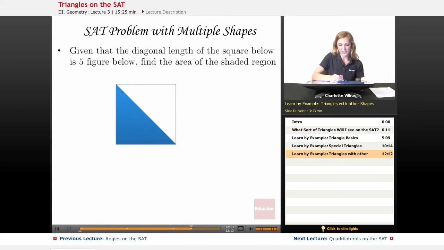Here we have two shapes, so basically a shaded and an unshaded portion, and we're given that the diagonal length of the square below is 5. So in this figure, we have this one being 5, and we want to find the area of the shaded region. So given that this is a square, we know that all of these sides are the same length.